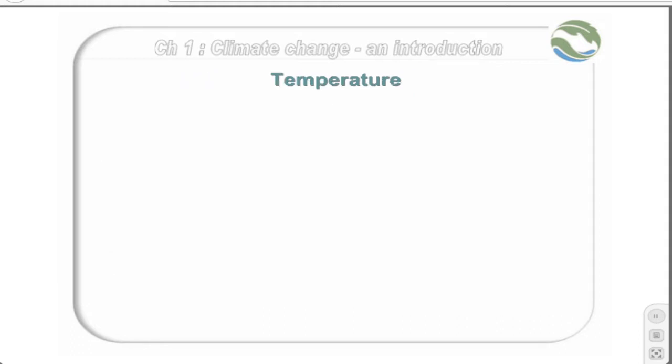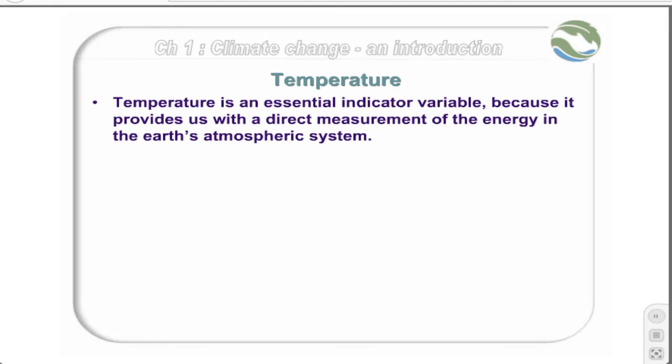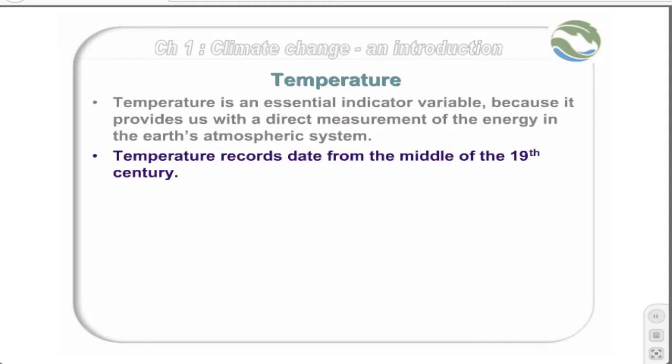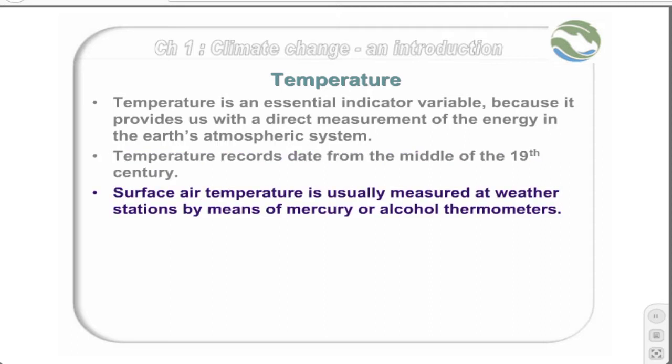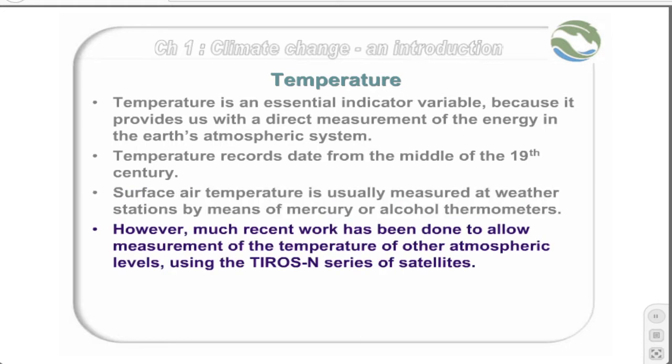Temperature is an essential indicator variable because it provides us with a direct measurement of the energy in the Earth's atmospheric system. Historical temperature records date from the middle of the 19th century, when people first started using thermometers to measure air temperature. Surface air temperature is still usually measured at weather stations by means of mercury or alcohol thermometers. However, much recent work has been done to allow measurement of the temperature of other atmospheric levels, all the way up to the thermosphere, and this is using the TIROS-N series of satellites.